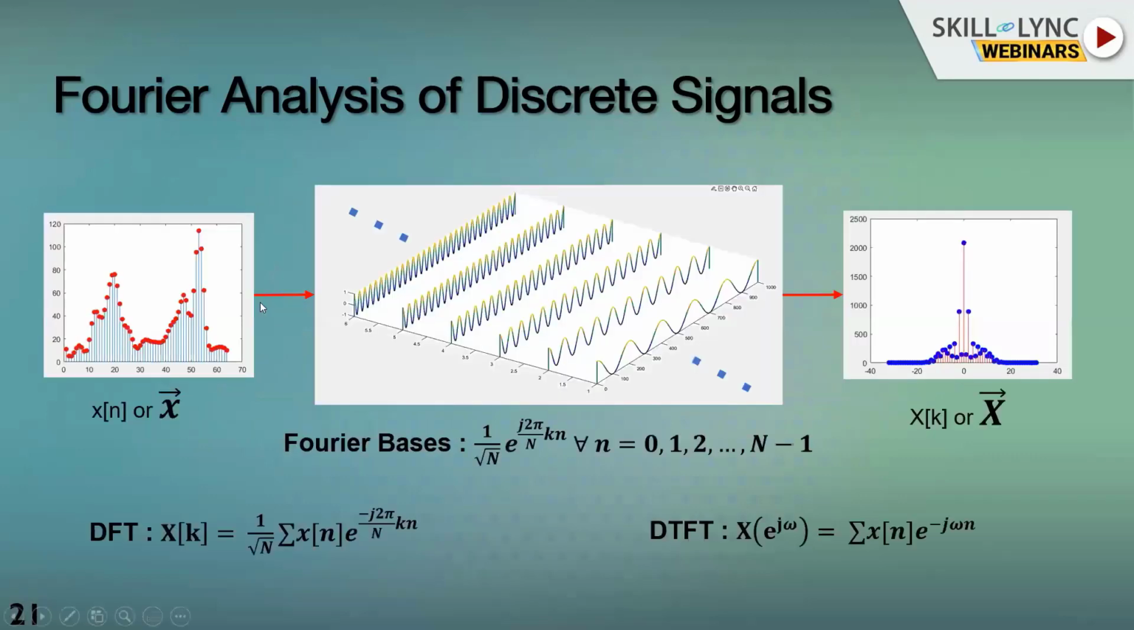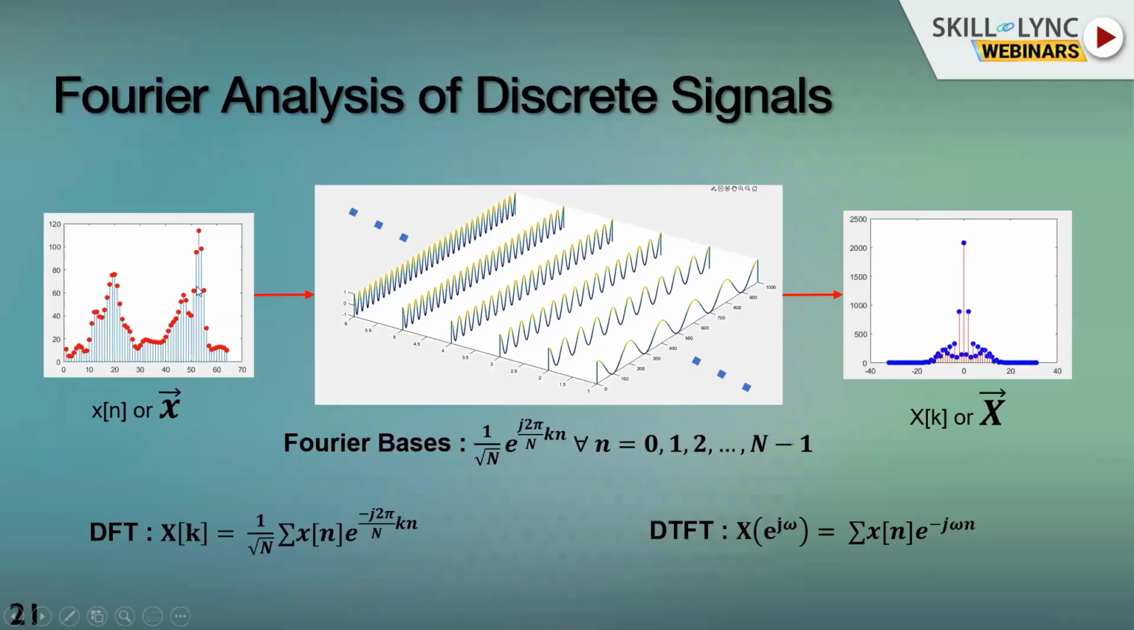This slide shows what it means when we take the DFT, or discrete Fourier transform, of a discrete sequence. We have an input sequence here, x[n], which I have represented as a vector. This is a finite length sequence, and we are projecting this vector on different Fourier bases, which represent different frequencies.